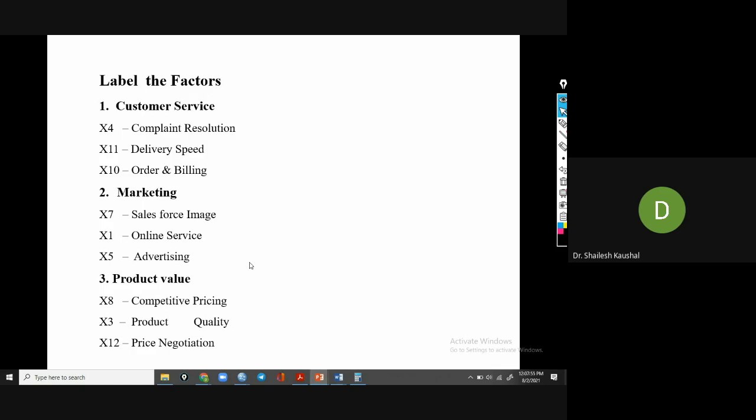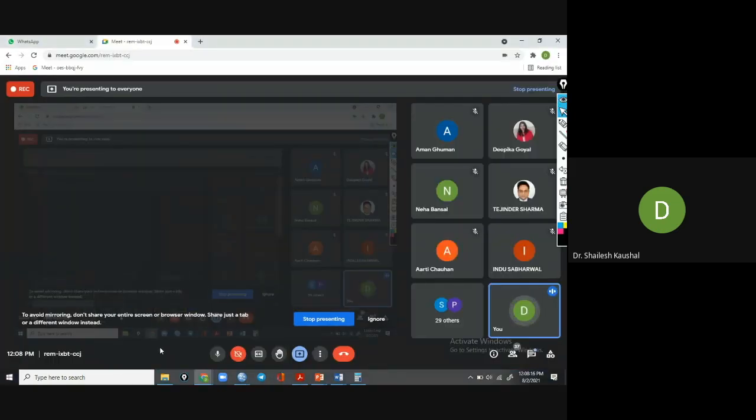Same as the third component: product value, competitive pricing, product quality, price negotiation. I think it is related to product value. Or if you think this is related to price, you can give the name pricing also. So it's a researcher's choice to give the name of the particular component. Any question?